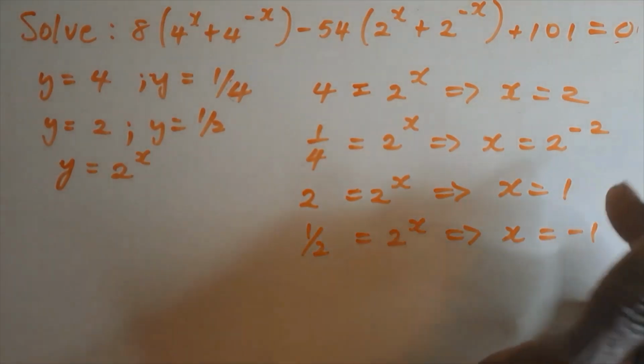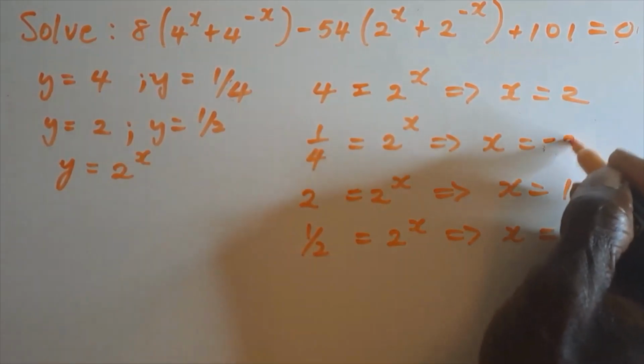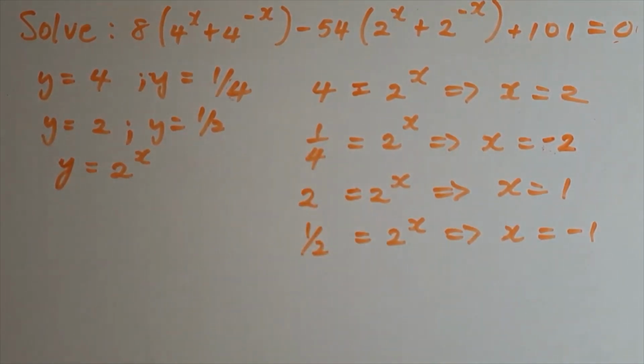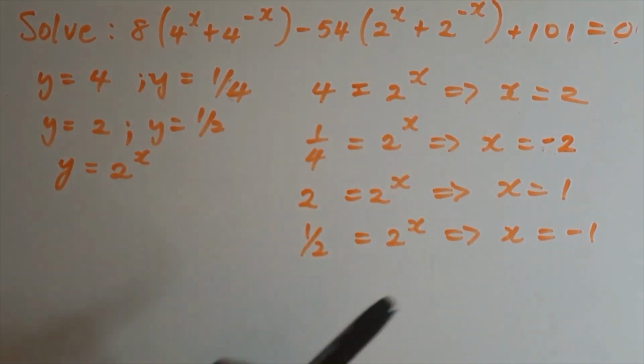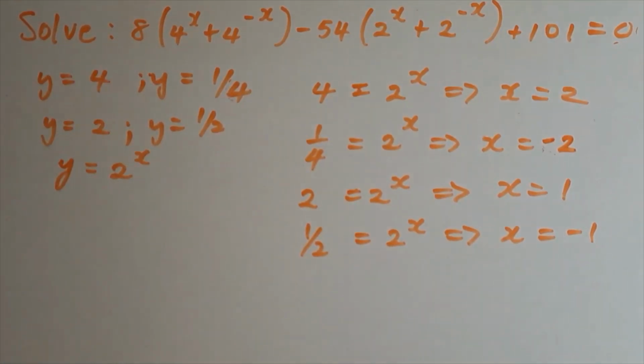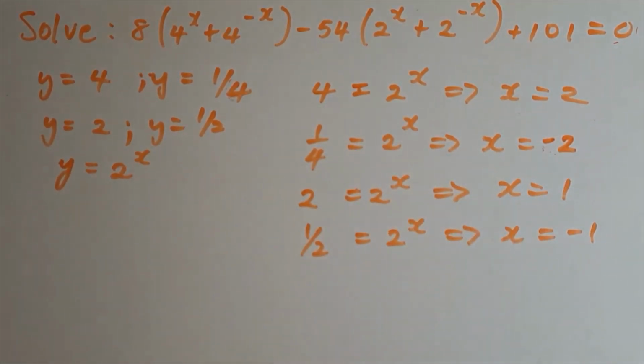Just a mistake here. We have that x is actually minus 2, because if we raise 2 to the minus 2, we'll get a quarter. So these are the values of x. We have 2, minus 2, 1, and minus 1. So finally, we've solved our original equation, and these are the solutions: 2, minus 2, 1, or minus 1.